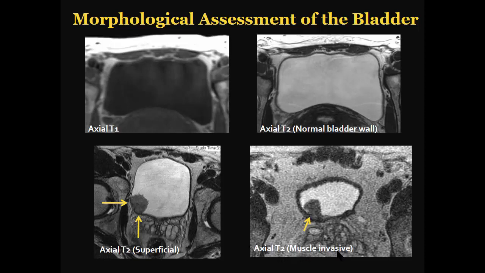The opposite is also true. If you have an intermediate T2 signal intensity from the tumor that seems to be encroaching or digitating into the muscularis propria and breaking that low T2 signal intensity ring, then you are in the presence of a muscle invasive tumor.